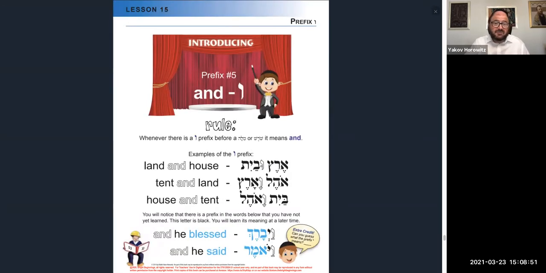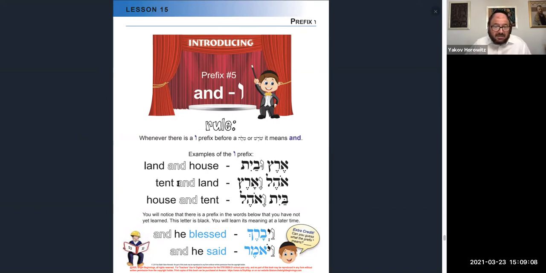So here's lesson 15, introducing the prefix vav. Vav is and, perhaps the most common of the prefixes. And here are some examples. Eretz, land, vayis, and house. Ohel, va'aretz, tent and land.